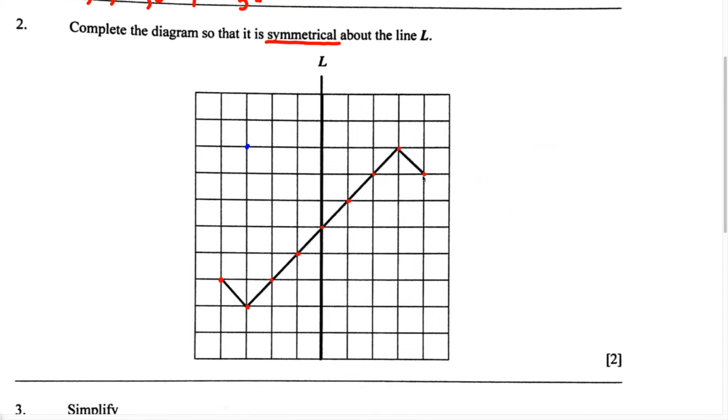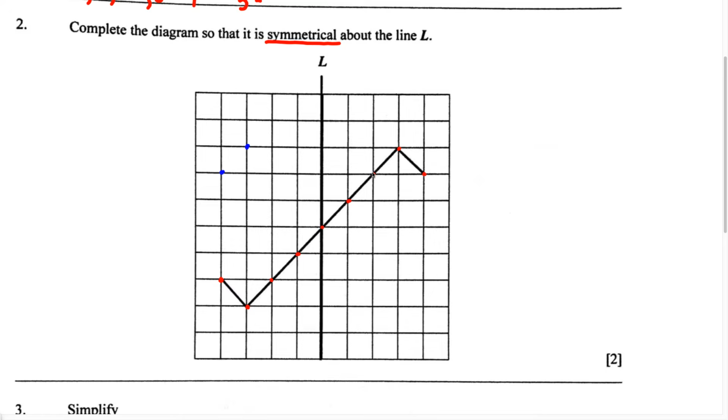Okay, now we have this point. We can say this is 1, 2, 3, 4 places away from the mirror line. Therefore, we're going to go 4 places in the opposite direction. We can say 1, 2, 3, 4. Therefore, we can plot this point right here.